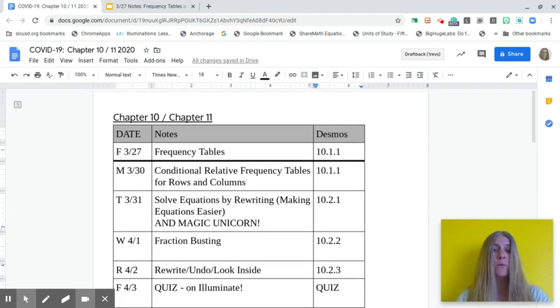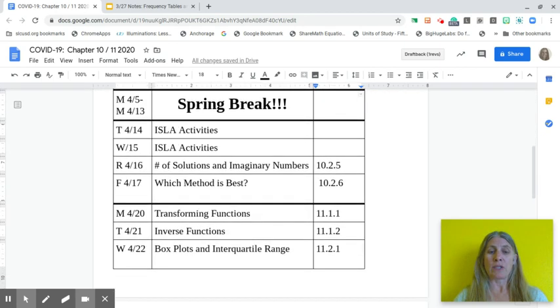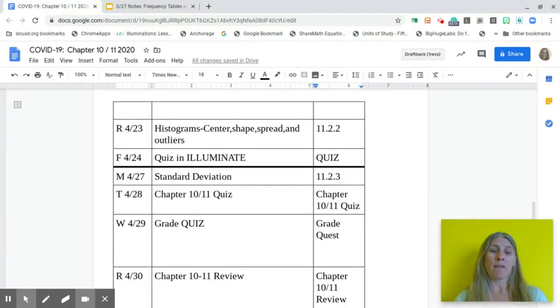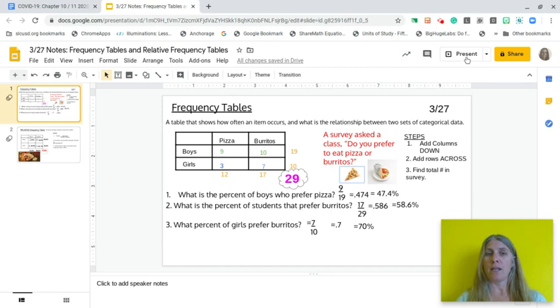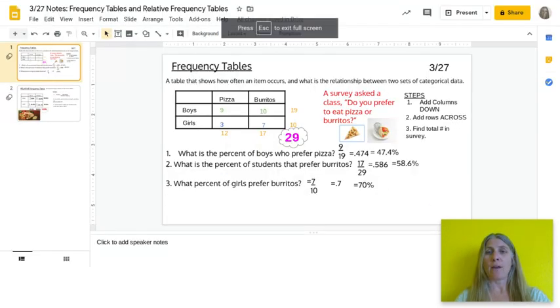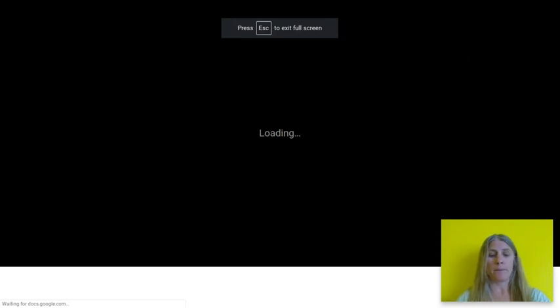As you can tell, we're working in Chapter 10 and 11. It's kind of a fun chapter. We're working with frequency tables. We're looking at equations and how to solve them a little bit easier. And then we're morphing into transforming functions and histograms and really looking at how we can show data in different ways. Our notes today are going to be on how to make a frequency table and how to make a relative frequency table as well.